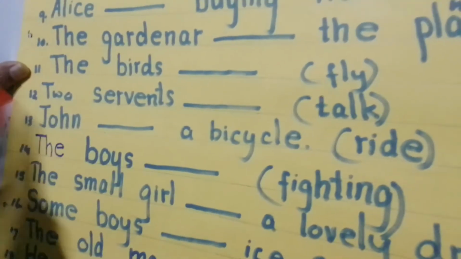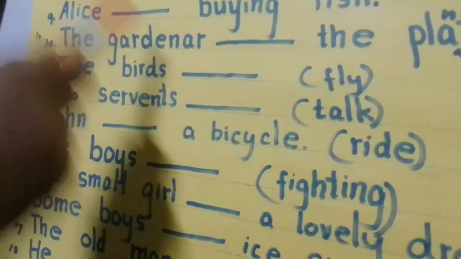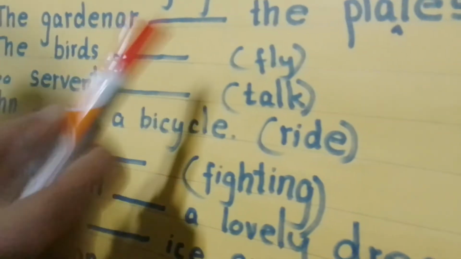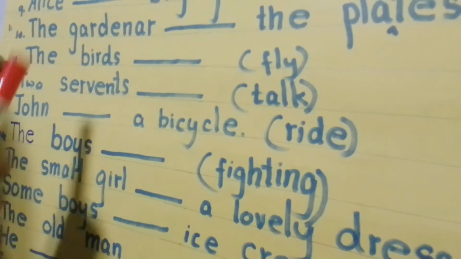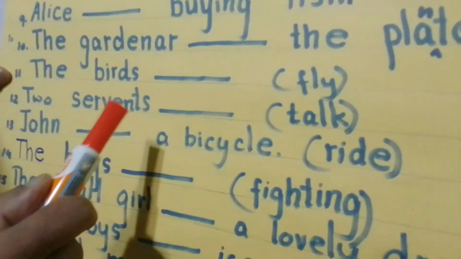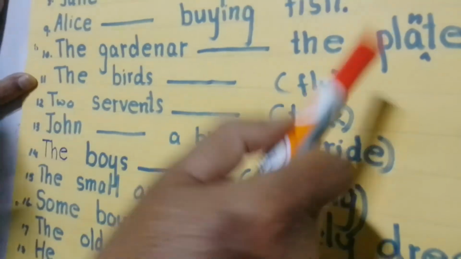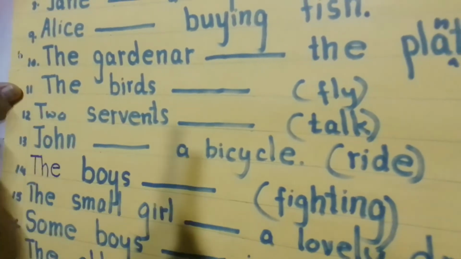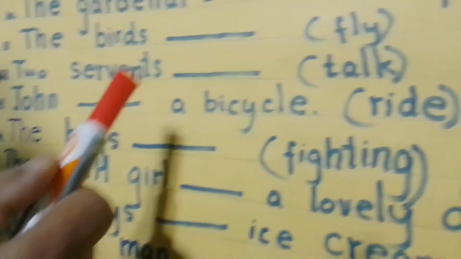The birds. Here you see the subject is plural. When the subject is plural, what is the auxiliary verb that you use? We have to use the auxiliary verb are. Okay, the birds are. The verb is given within brackets as fly. You have to use the verb with ing. The birds are flying. Next one, two servants blank talk.